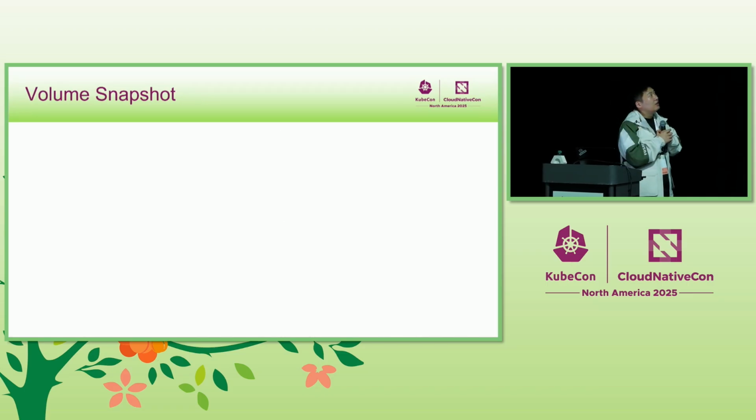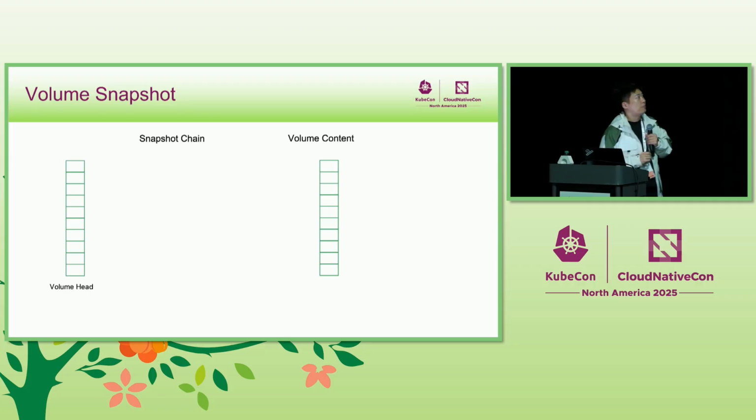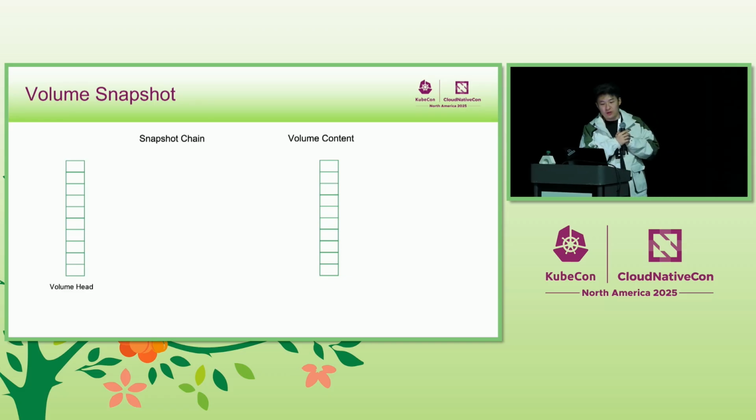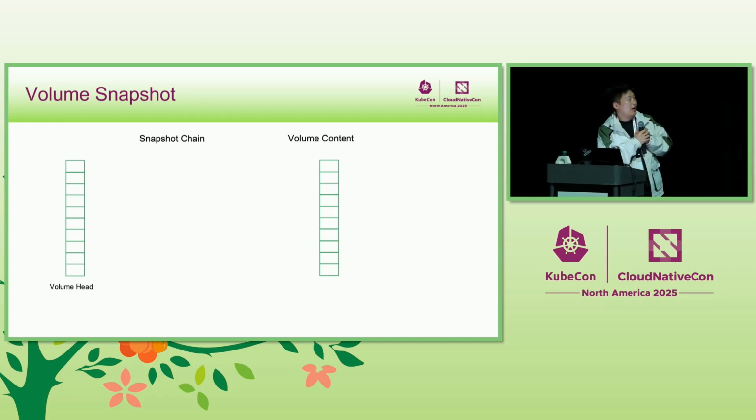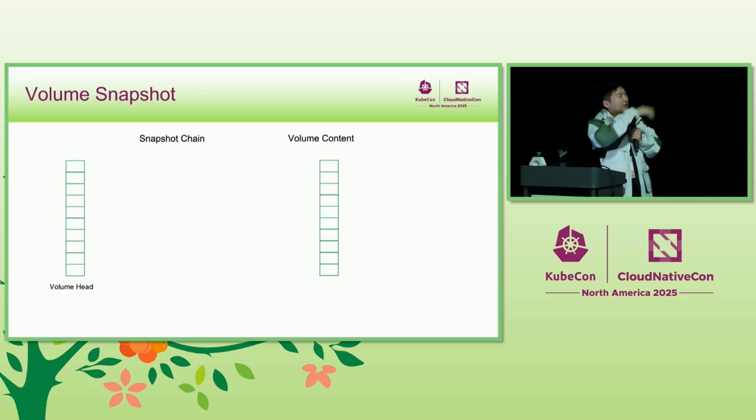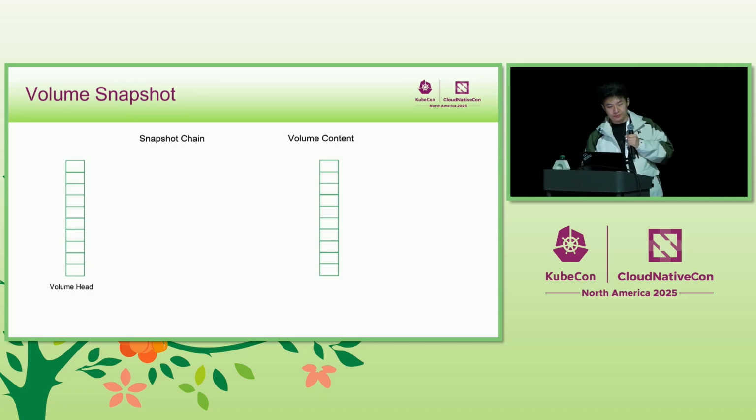So first, volume snapshot. This is the basic data architecture in the Longhorn system. The right part is the user or application's perspective, so it's like a raw block device. But the left part is the internal view of a volume replica. So first, it has a volume head sparse file.